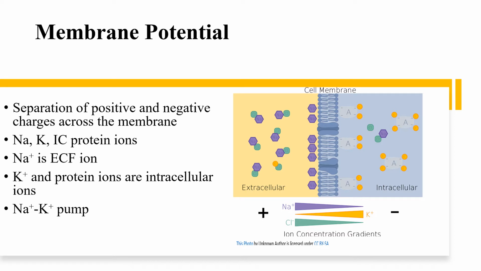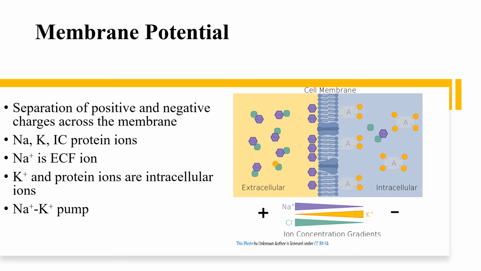As you can see on this picture, the concentration of sodium is higher outside the cell and the concentration of potassium is higher in the cell. Also inside the cell, there are negatively charged protein ions which cannot exit the cell. These concentration differences are maintained by the sodium-potassium pump at the expense of energy.